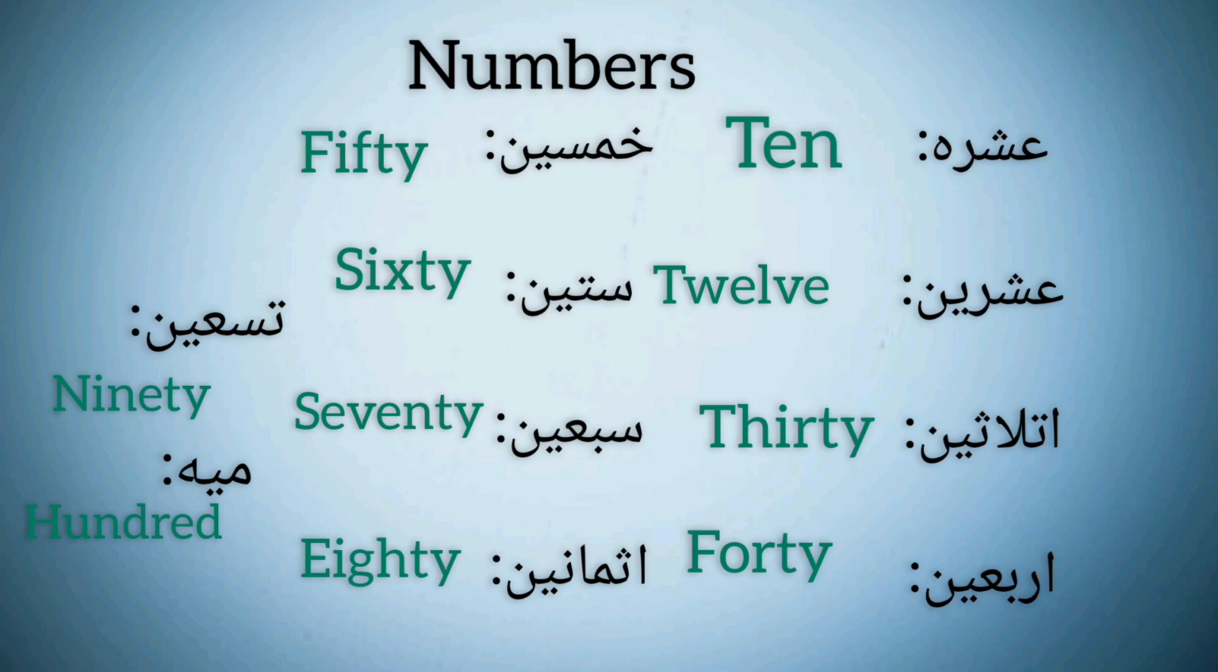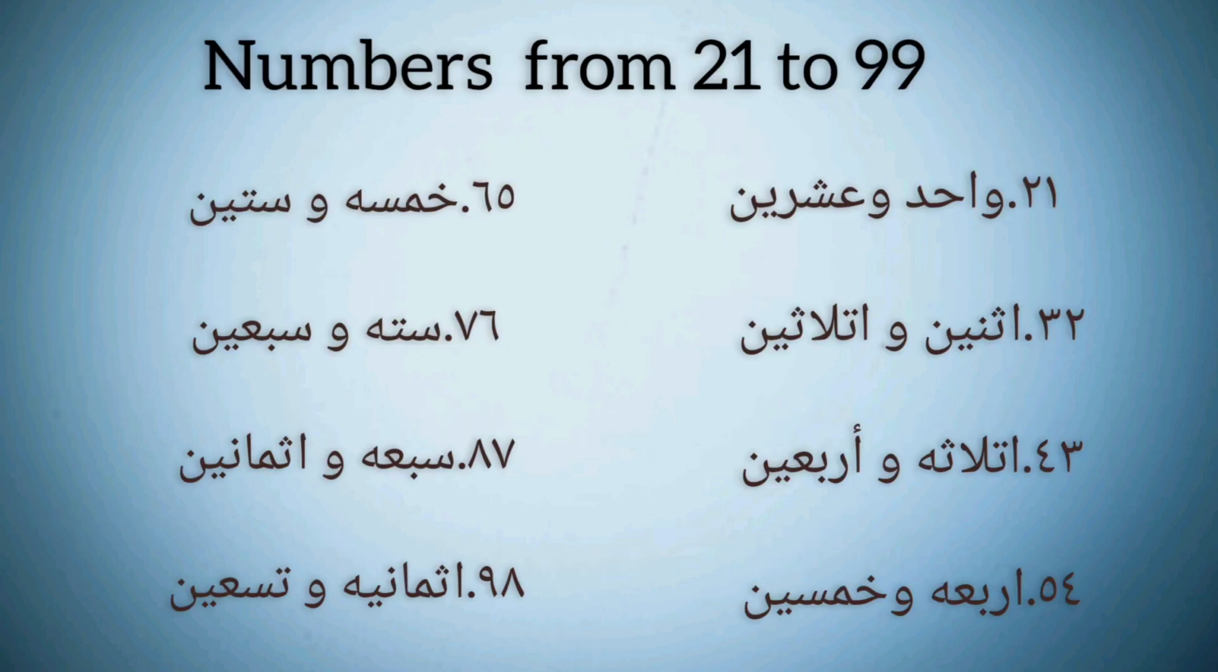ثمانين 80. And تسعين 90 and مية. مية means 100. And now we are going to learn numbers from 21 to 99. There's actually a significant difference in reading numbers in Arabic and English, and knowing this difference is really important.